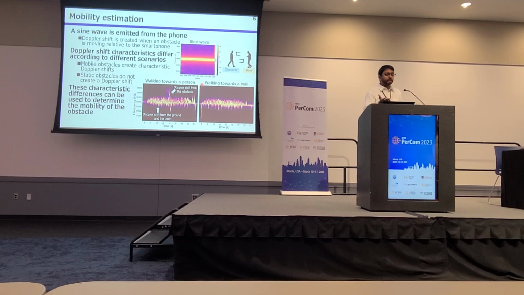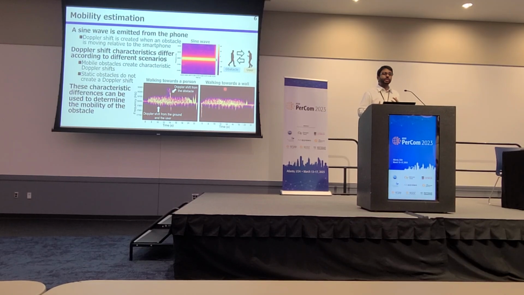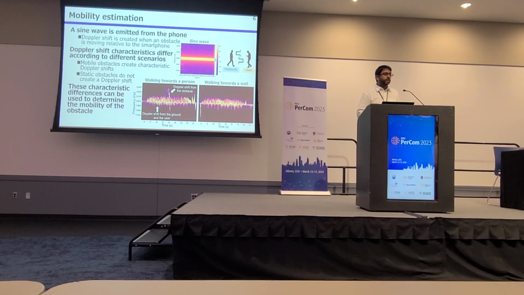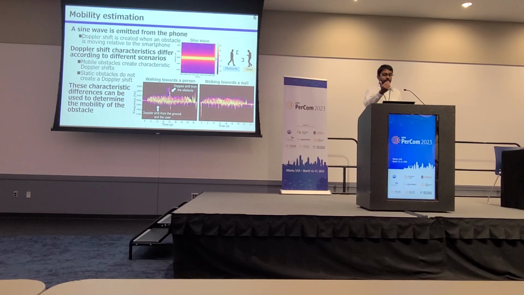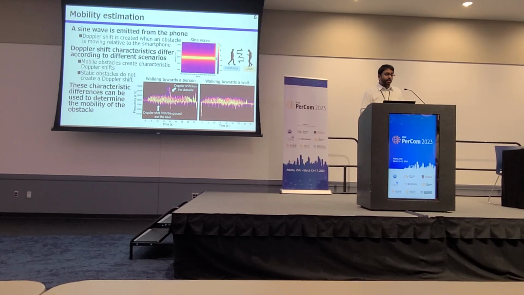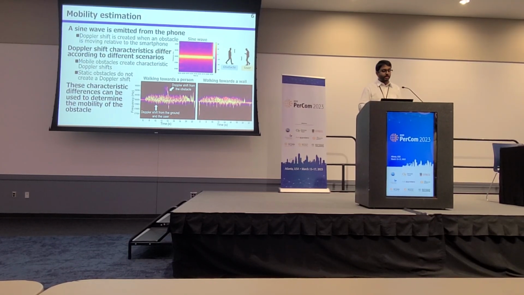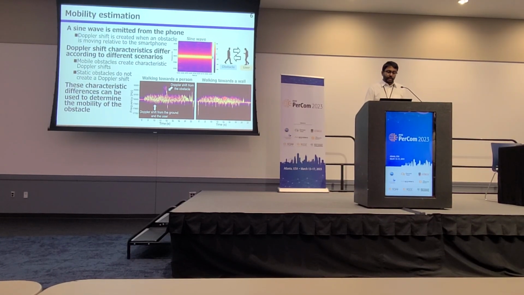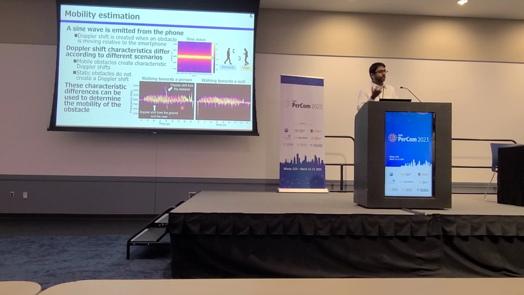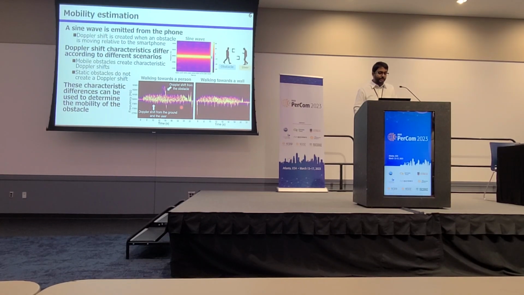However, when the user moved towards a wall, which is a static obstacle, we could not observe any characteristic Doppler shift. This is because the relative velocity of the static obstacles towards the user is equal to the velocity of the user himself. Therefore, the Doppler shifts created by the obstacle get hidden behind the Doppler shifts created by the user as well as the ground. And here you can see that we can use these characteristic Doppler shifts to distinguish between static and mobile obstacles. So basically, we can use the FFT information to recognize the mobility of the obstacle.